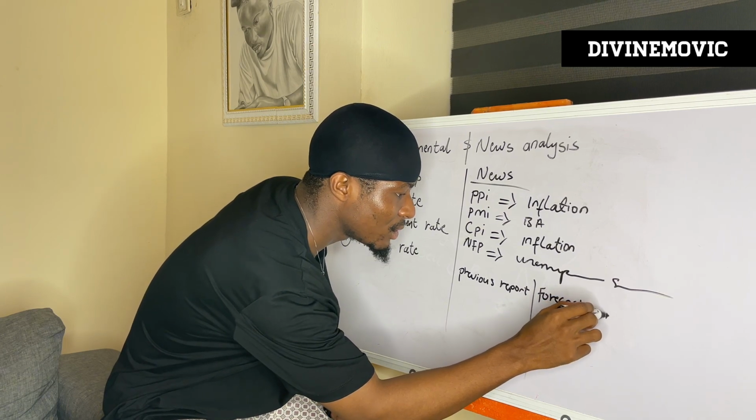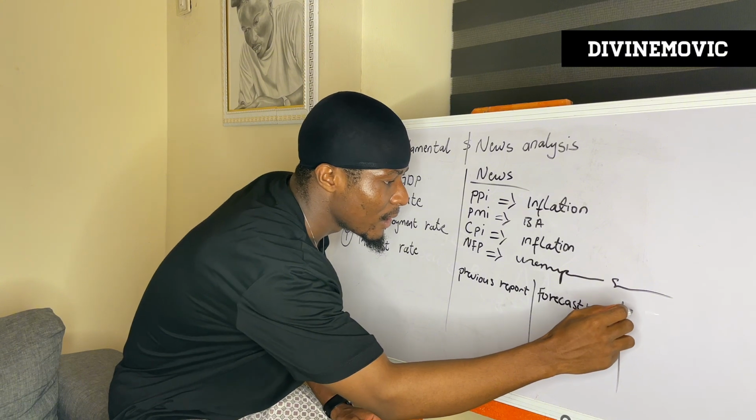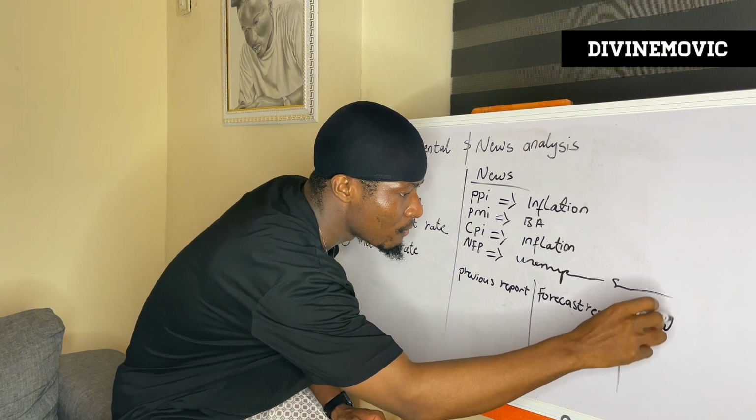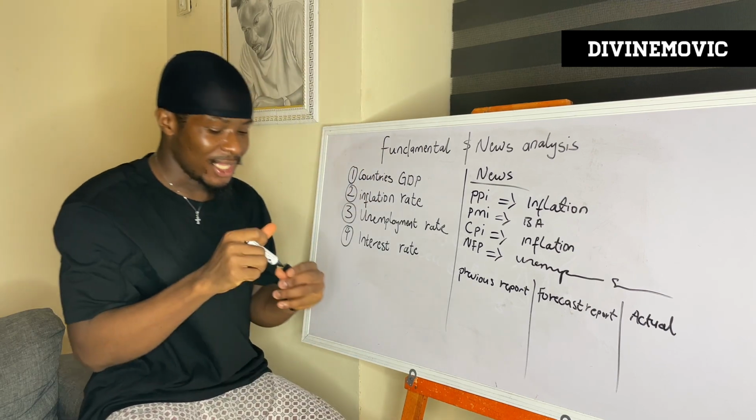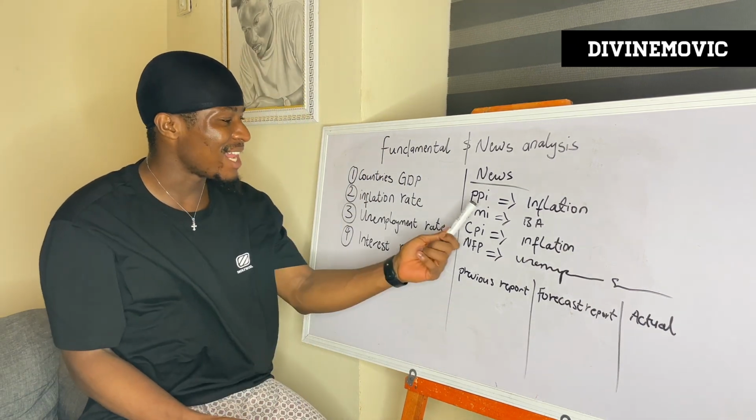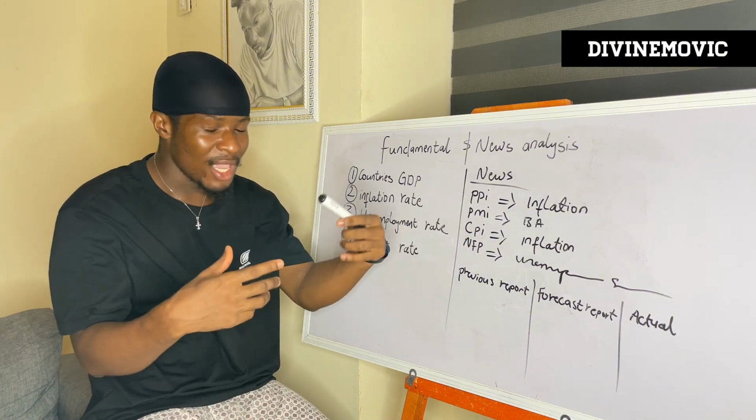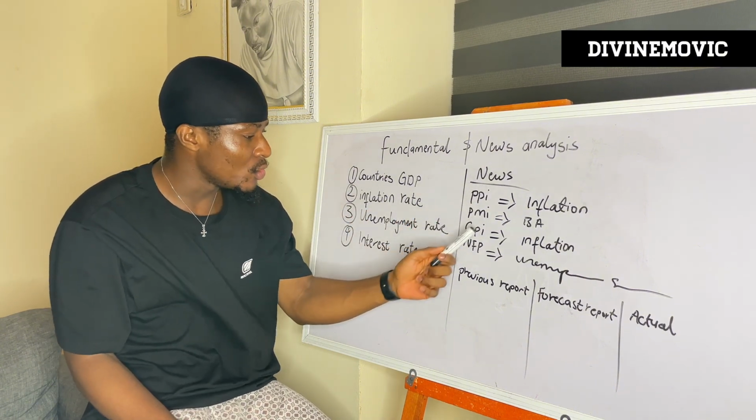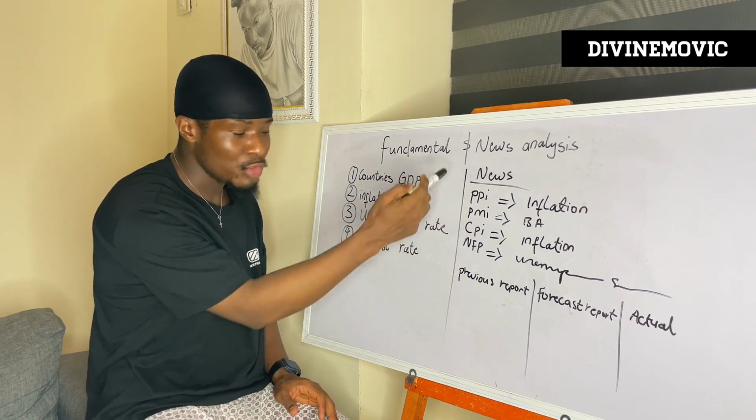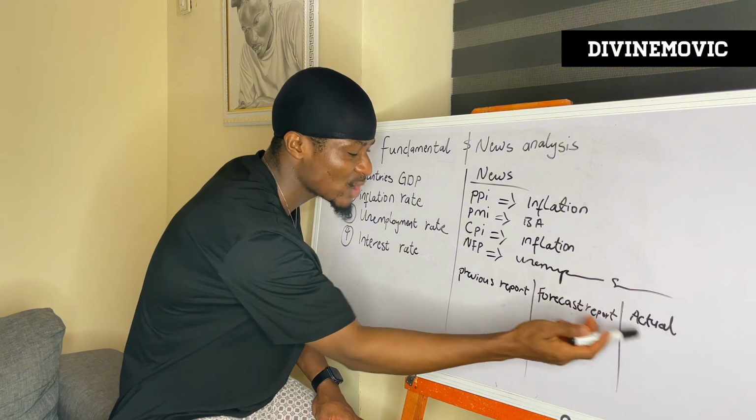Three, the actual report. These three things can help us see how we can analyze markets by simply understanding this news. For us to be able to trade any of these news, we simply need to understand previous reports, forecast reports, and actual reports.